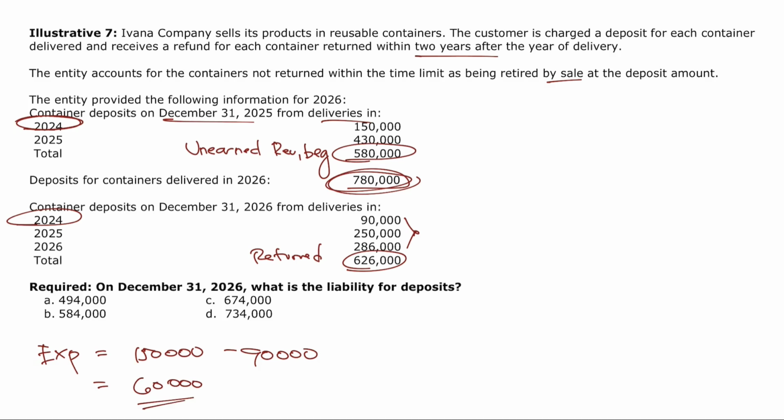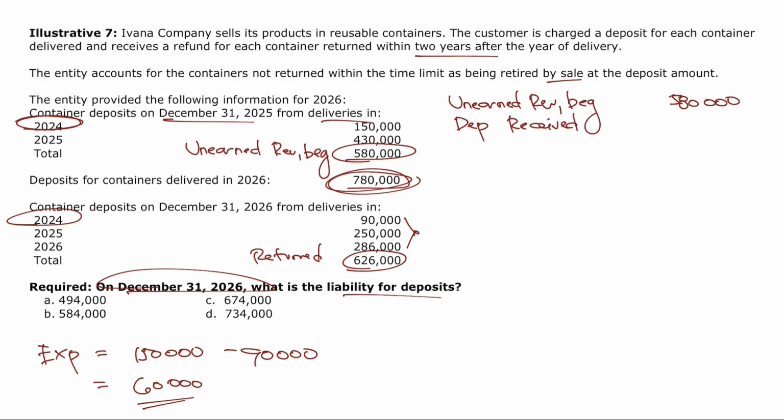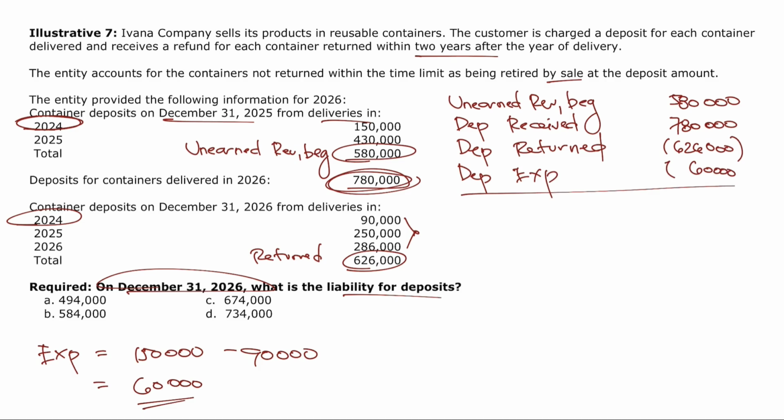Maliwanag? So, magkano ngayon yung liability natin for deposits at the end of the year? Well, here, meron tayong unearned revenue at the beginning, which is equal to 580,000. I-add natin dyan yung deposits received during the year, which is magkano na-receive? Naka-receive tayo ng 780,000. Okay? Next, ibabawas natin yung deposits returned during the year, which is equal to 626,000. Then last, ibabawas po natin yung mga deposits na nag-expire during the year, which is equal to 60,000 pesos. Okay? So, the unearned revenue now at the end of the year will be equal to how much? That's 580 plus 780 minus 626,000, then minus 60,000, or this is equal to 674,000.